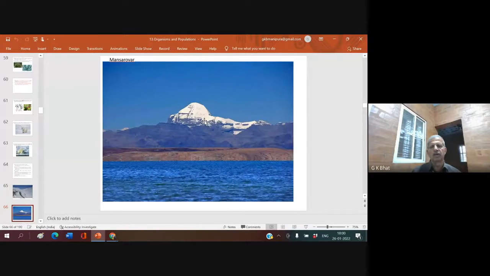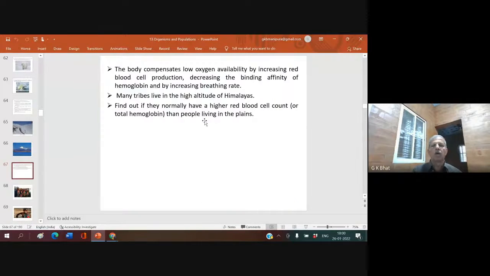See, this is what happened. The mountain offers great resistance. The body compensates for low oxygen. How? This is a very important sentence. The body compensates for low oxygen availability by increasing red blood cell production. Automatically, red blood cell production increases, the binding affinity of hemoglobin decreases, and the breathing rate increases. I told you, no? One nose will not be sufficient. We have to increase the breathing rate.